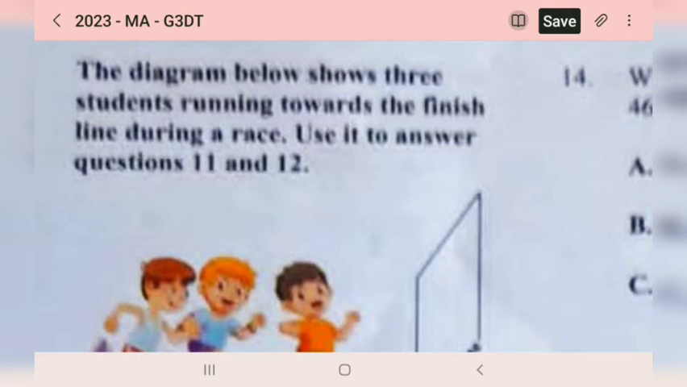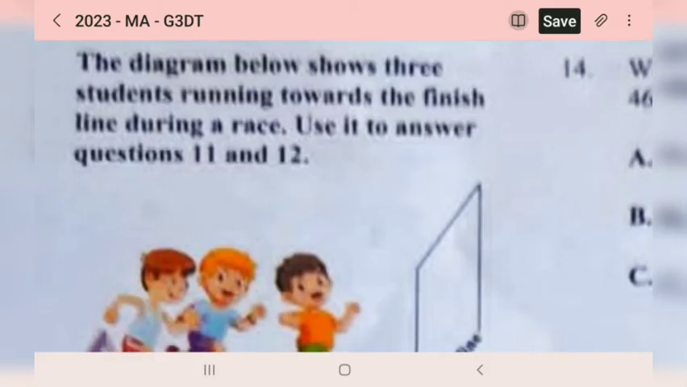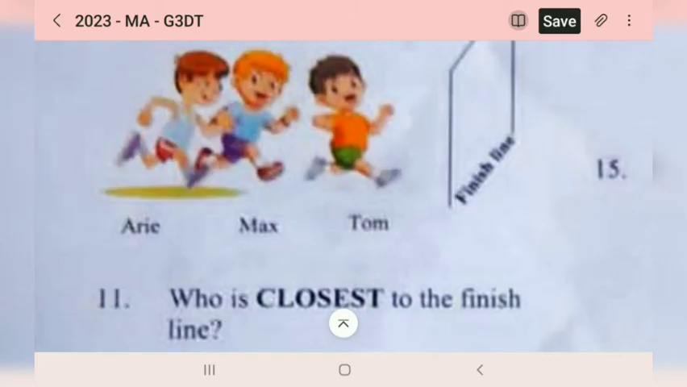The diagram below shows 3 students running towards the finish line during a race. Use it to answer questions 11 and 12. So look at them. We have Mr. Tom, we have Max, and we have Ari.